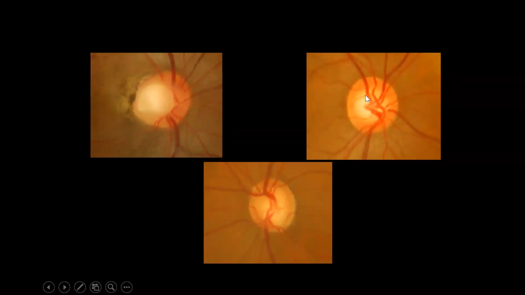And what about the slide on the right and the lower part? Or the photos on the right and the lower part? So the photo to the top to the right, I can see a large disc with a relatively large cup, about 0.5 cupping. The neural reticulum is healthy. The disc margin is healthy, and the vessels look intact.